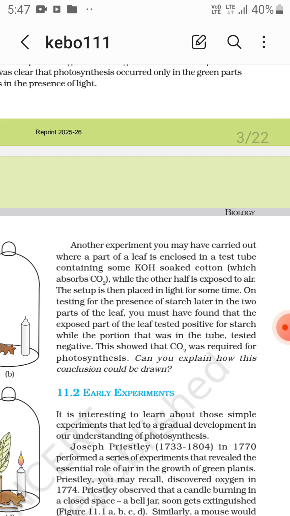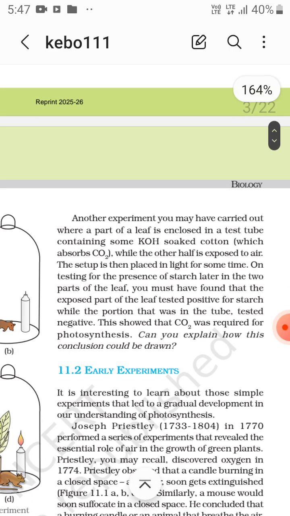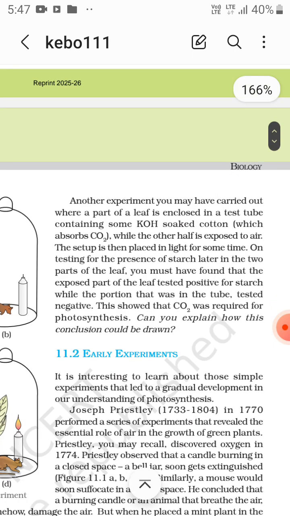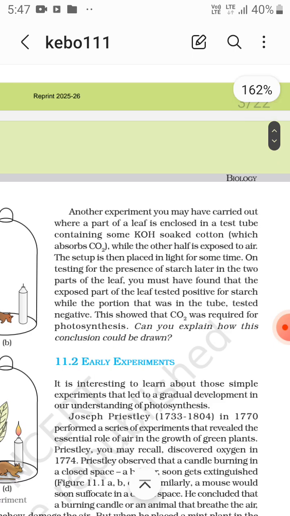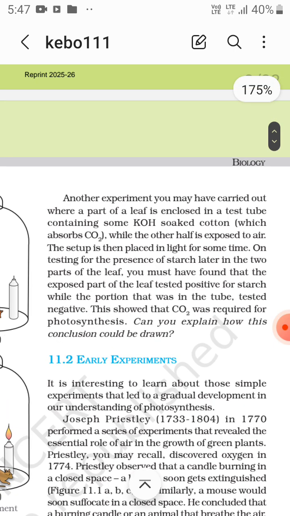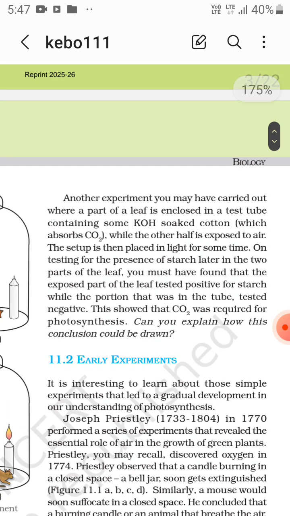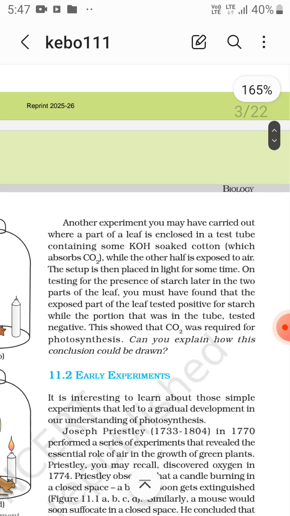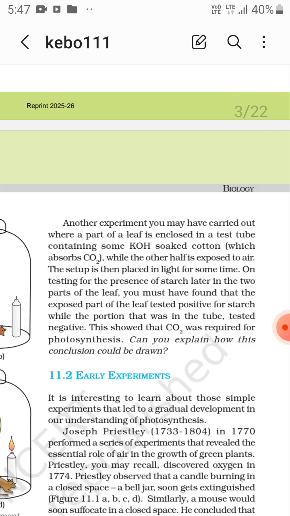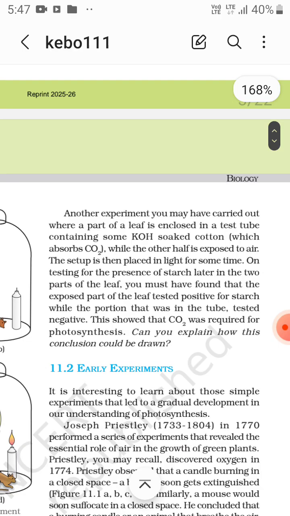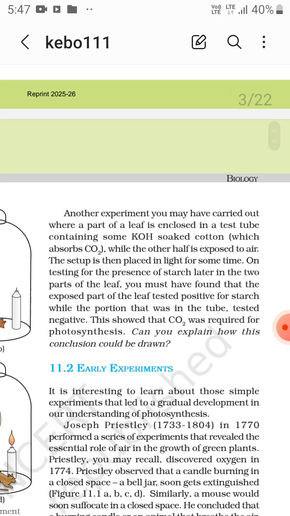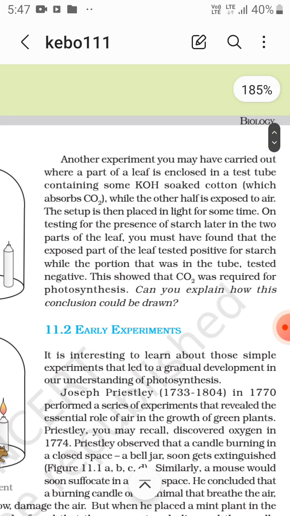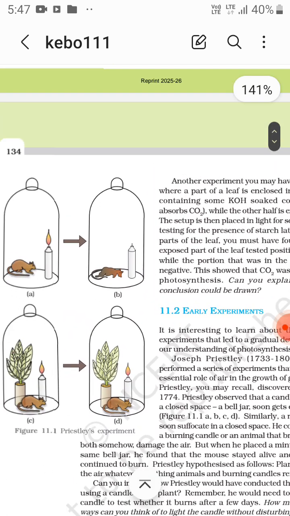They found that the exposed part of the leaf tested positive for starch while the portion that was in the tube tested negative. This showed that CO2 was required for photosynthesis. The KOH-soaked cotton absorbs CO2 inside the tube, which showed negative results. This showed that CO2 was required for photosynthesis, right? Can you explain how this conclusion could be drawn?